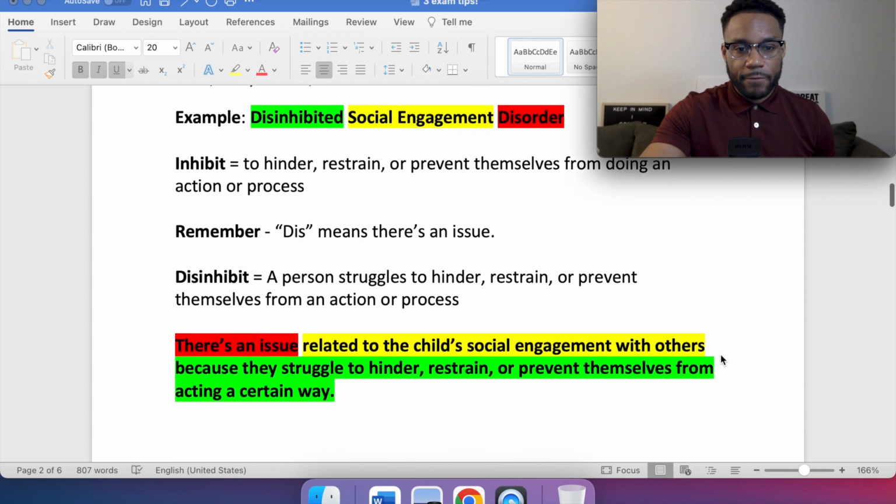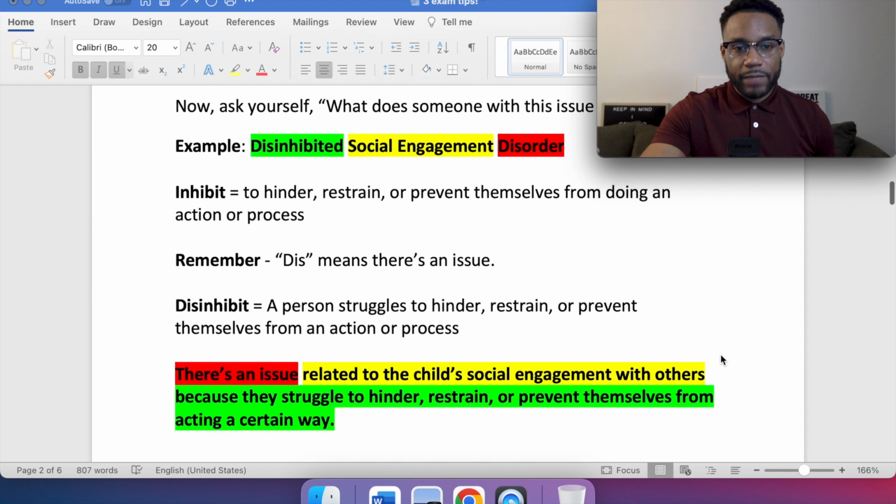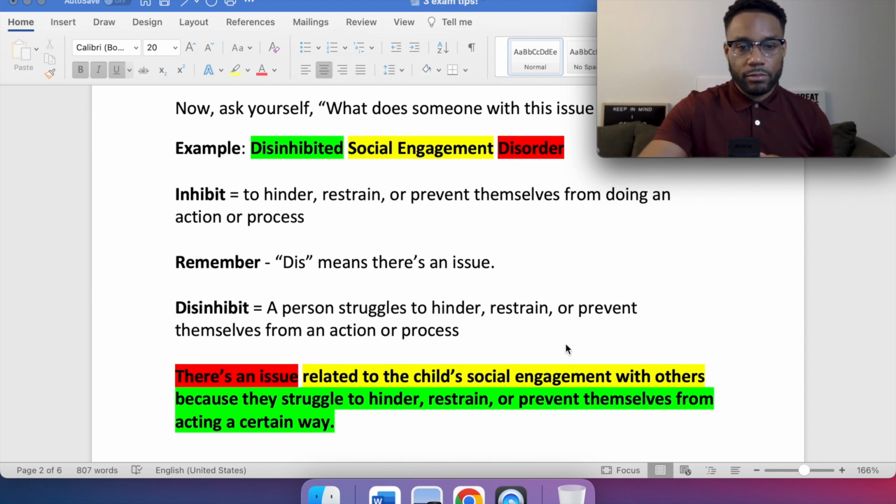So when we break it down, again, reading it backwards, there's an issue. And I even color coded it for this right here. There's an issue, disorder, related to the child's social engagement with others. Social engagement, again reading backwards, disorder, it relates to the social engagement. And then we bring in disinhibited, because they struggle to hinder, restrain, or prevent themselves from acting a certain way.